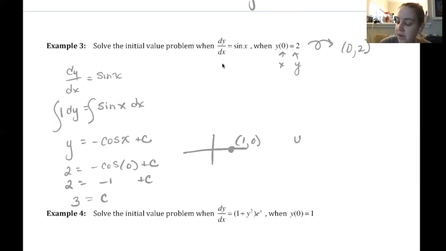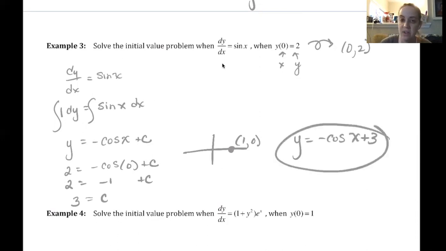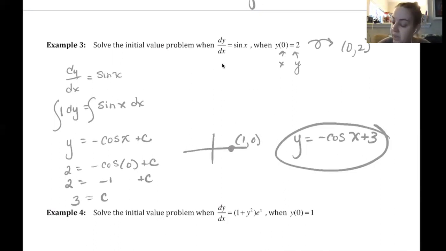So put it all together. y equals negative cosine of x plus 3. Solved your initial value problem. So now we have the specific solution instead of just the general solution.